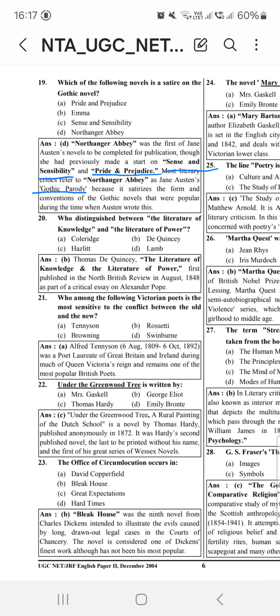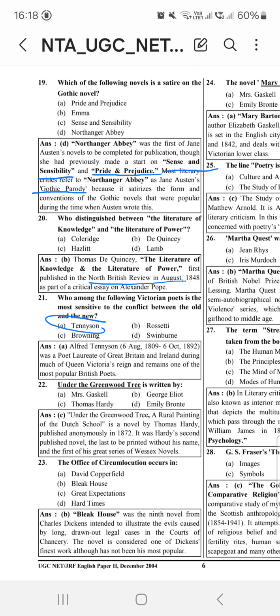Fine. 20. Who distinguished between the literature of knowledge and the literature of power? That is Thomas De Quincey, first published in North British Review in August 1848. Question 21. Who among the following Victorian poets is the most sensitive to the conflict between the old and the new? The answer is Tennyson. Alfred Tennyson was a poet laureate of Great Britain and Ireland during much of Queen Victoria's reign and remains one of the most popular British poets.